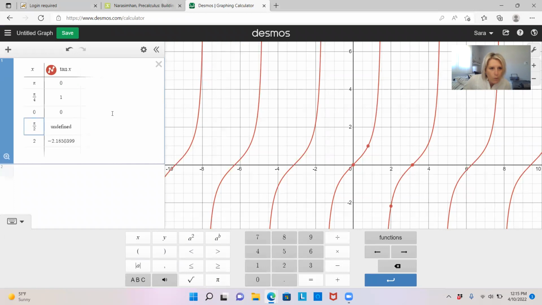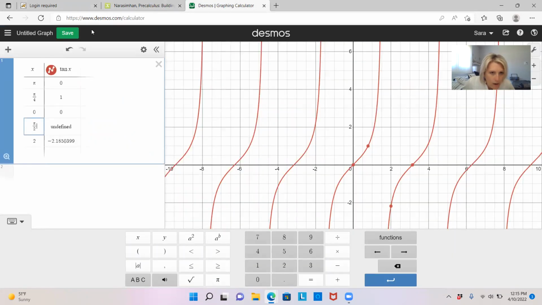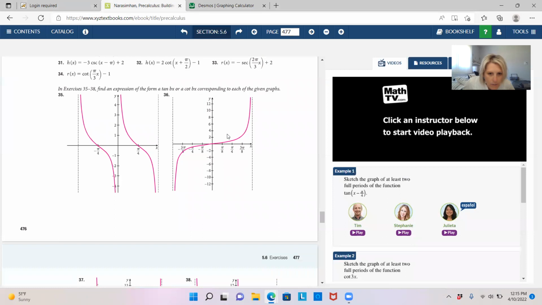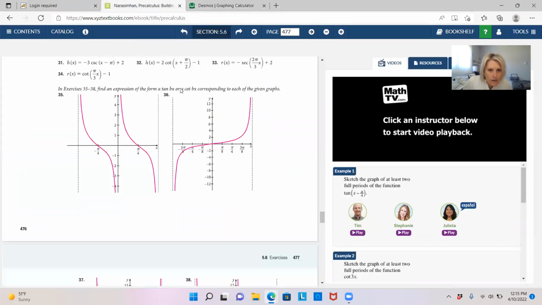So usually it's 1 at pi over 4. So if we want to get it to be 1 at pi over 2, I'm trying to get it to match what's on the book here. So it looks like it's 1 at pi over 4, and it's usually 1 at pi over 4. Okay. And then at pi over 2, it's usually undefined. So this is definitely stretching out a little bit.